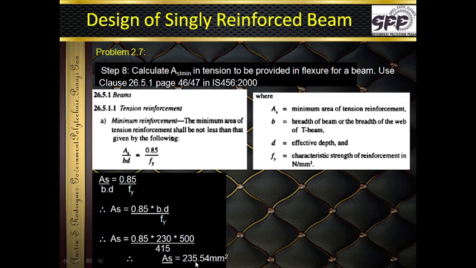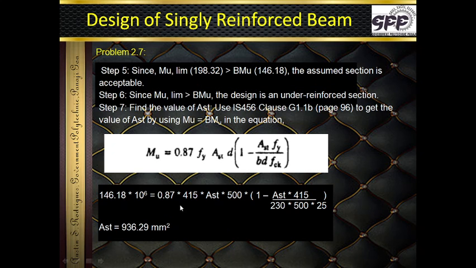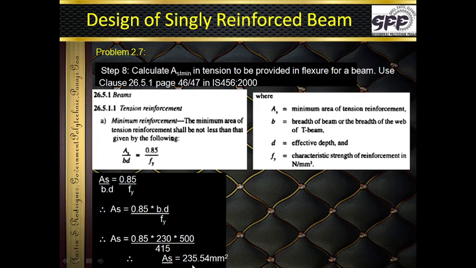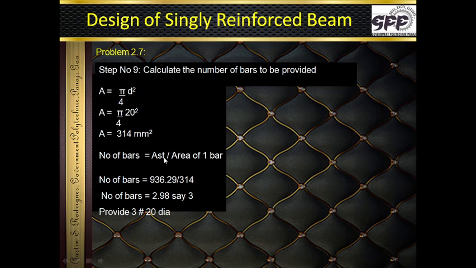Now this value is much lesser than the 936 which we have got over here. We had got 936, this is 235. So what we are going to provide is much more than the minimum. So whichever is greater, either the one calculated or the one from minimum, that much amount we have to provide. So now the next step, step number 9.